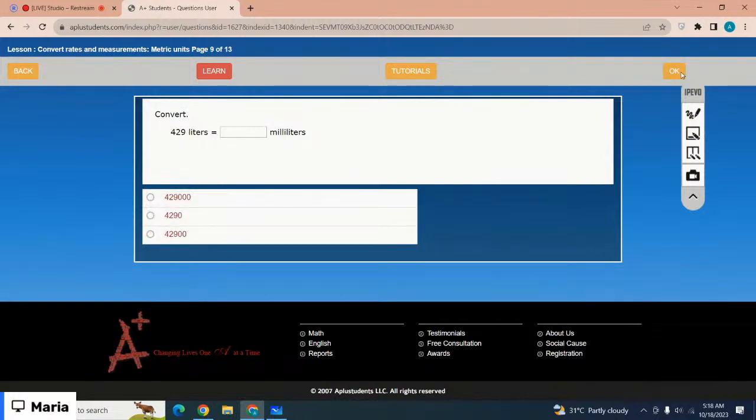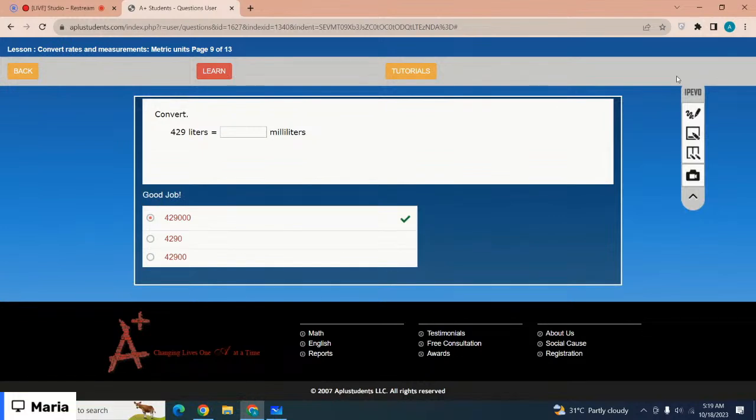429 liters equal 4,229,000 milliliters, right?